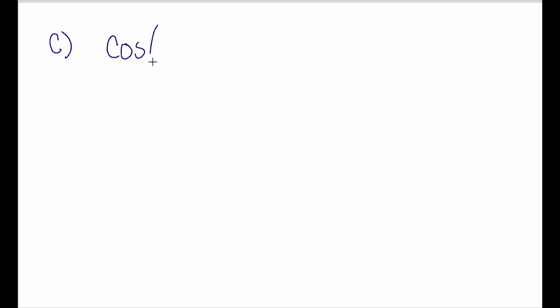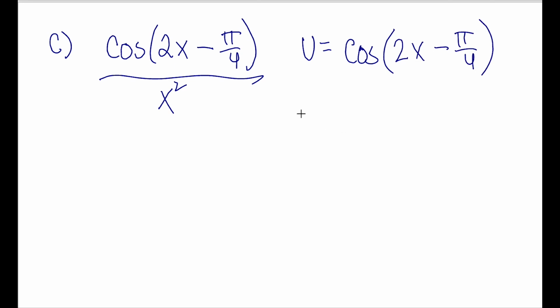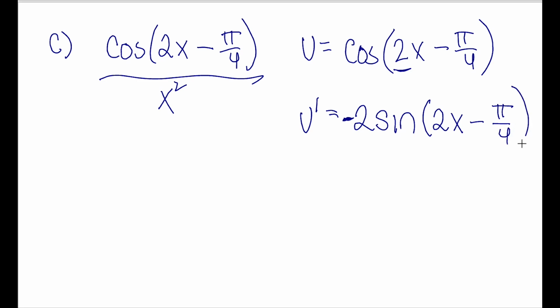Here we'll see cosine of 2x minus pi over 4 divided by x squared. So of course we have to use the quotient rule. U is cosine of 2x minus pi over 4. So we multiply by a. We change it to the proper trig function. So cosine becomes negative sine, and I'll just move the negative in front of the 2. Negative 2 sine of 2x minus pi over 4.